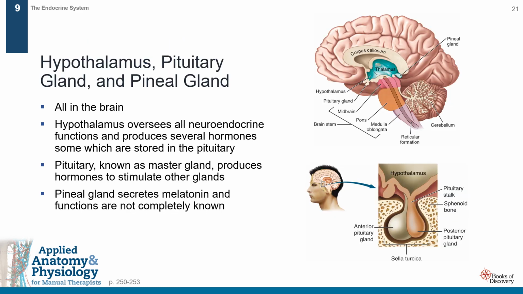Let's now consider the hypothalamus, the pituitary gland, and the pineal gland. All of these structures are located within the brain. The hypothalamus oversees all neuroendocrine functions and produces several hormones, some of which are stored in the pituitary. The pituitary, which is known as the master gland, produces hormones to stimulate other glands. And the pineal gland secretes melatonin, and some of its functions are still not completely known.